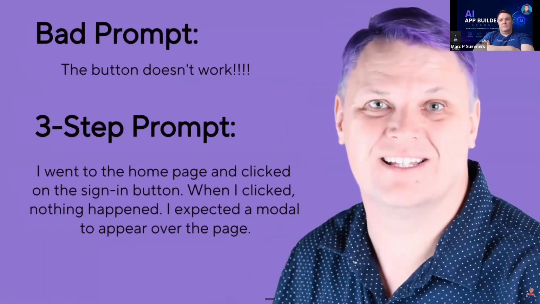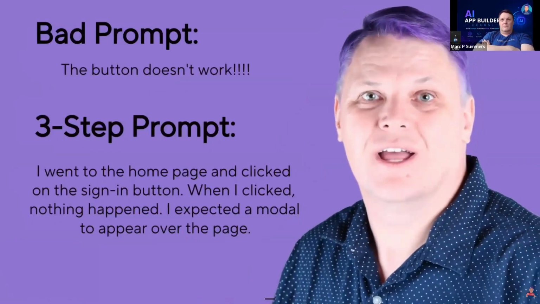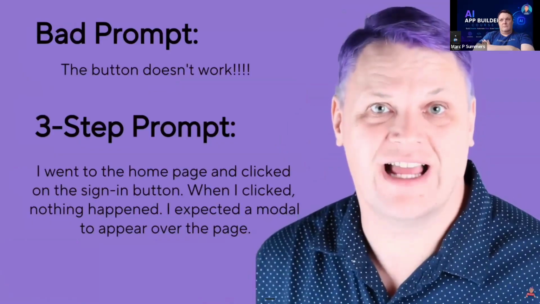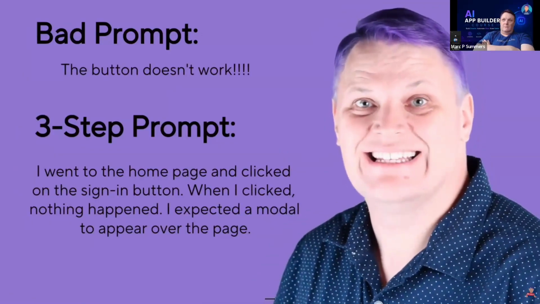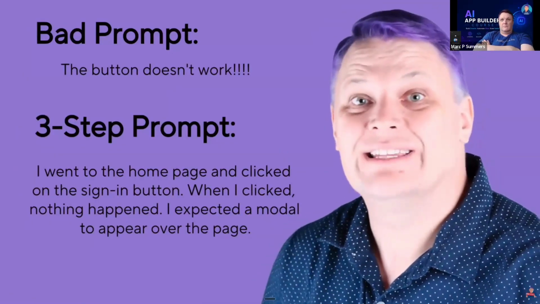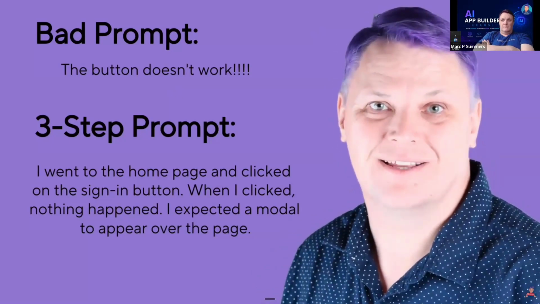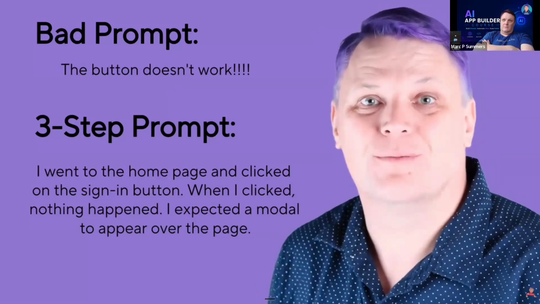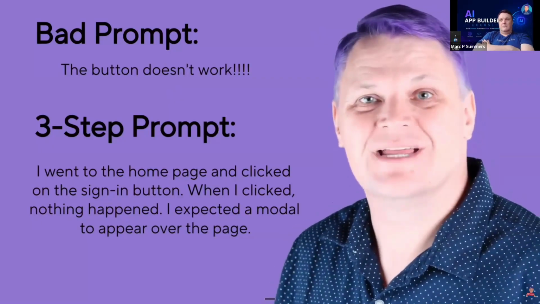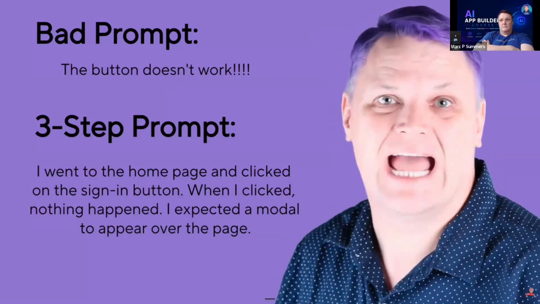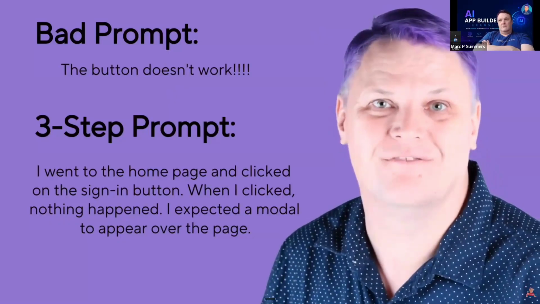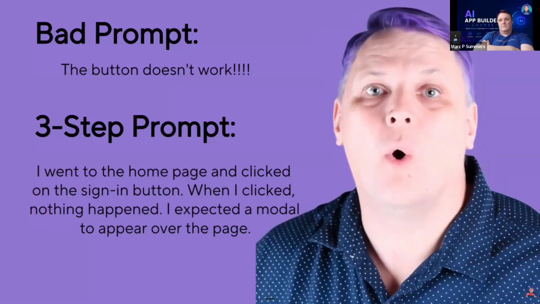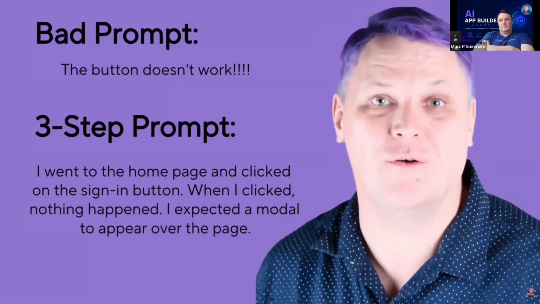Let's compare side by side. Bad prompt: "The button doesn't work." Ambiguous, no context, forces AI to guess. 3-step prompt: I went to the home page and clicked on the sign in button. When I clicked, nothing happened. I expected a modal to appear over the page. Action specified, actual behavior captured, expected outcome defined, easy for AI to identify the root cause or generate a targeted code fix.